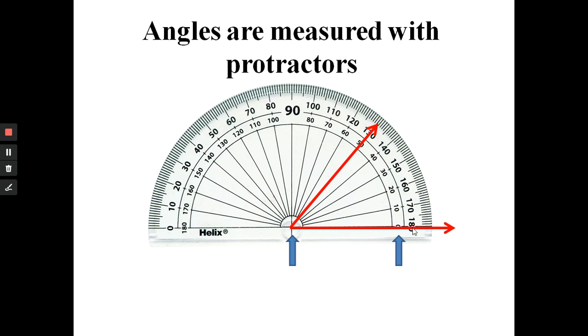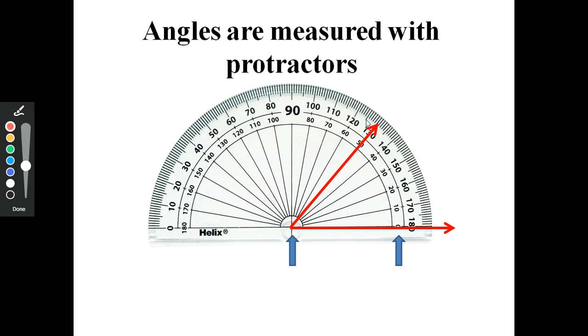Now, this is also lined up with 180 degrees, and I'll explain that in a bit. Okay, so you have to have two things. The vertex is on the center, and one of the rays is lined up at 0 degrees. Now, if we want to measure this angle right here, then we need to consider a couple things.